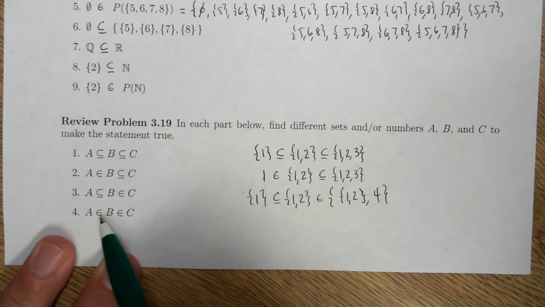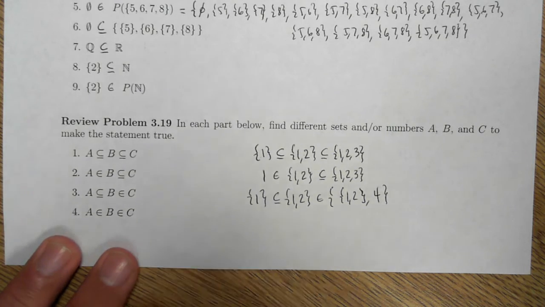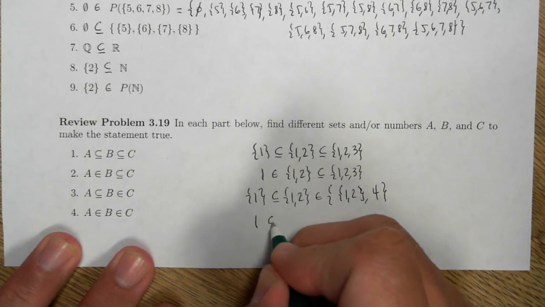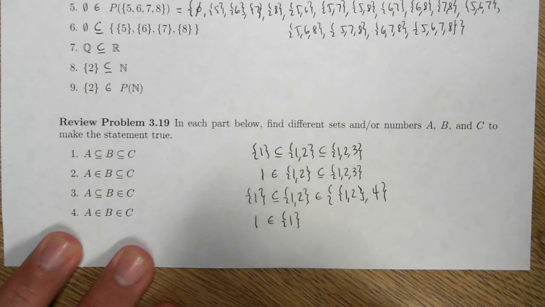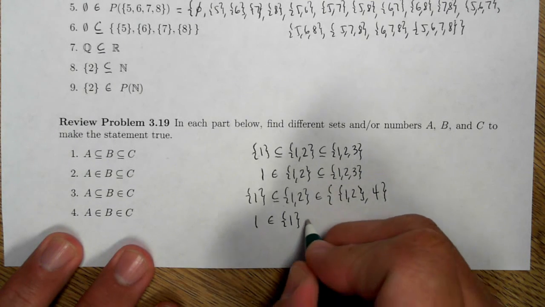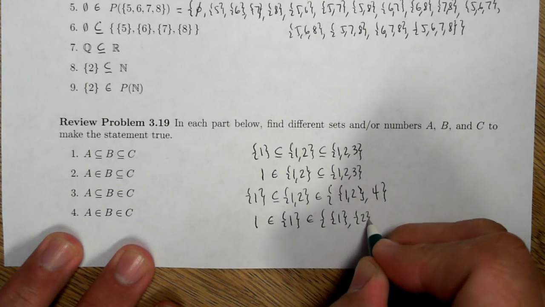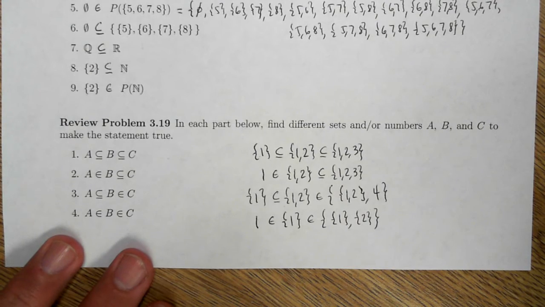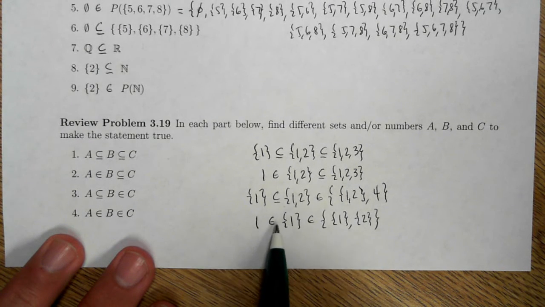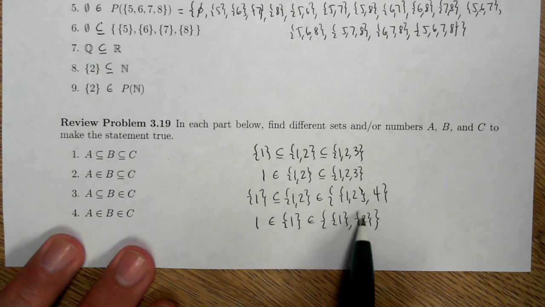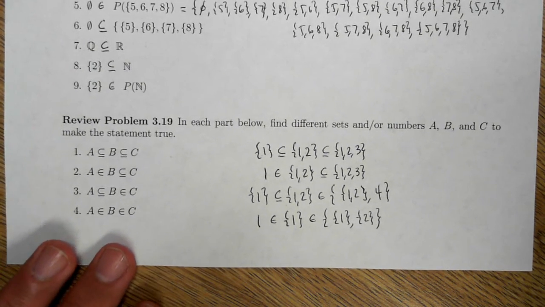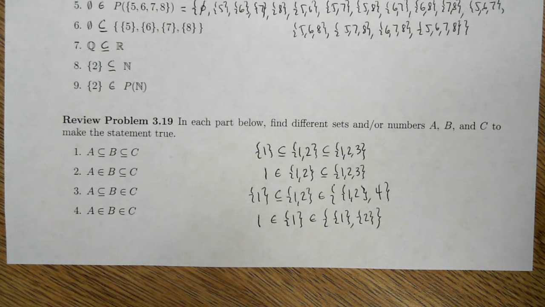Finally, number 4, A is contained in B, which is contained in C. So for this one, 1 is an element of the set that contains 1, and that's an element of this set that contains the set containing 1 and the set that contains 2. So clearly 1 is an element of this set, and the set that contains 1 is an element of this set, because there it is as one of the listed elements. Okay, so the point of these problems was just to go over the definition of element versus the definition of subset.